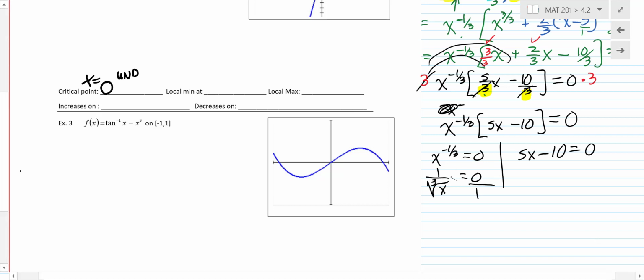I mean, you could do this. You could cross multiply. Look what happens if you cross multiply. You get 1 equals 0. The math doesn't lie. It always works out. It'll tell you there isn't anything there.